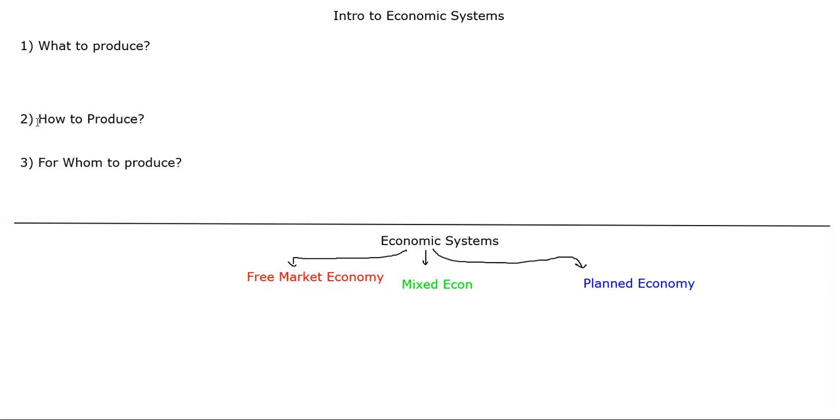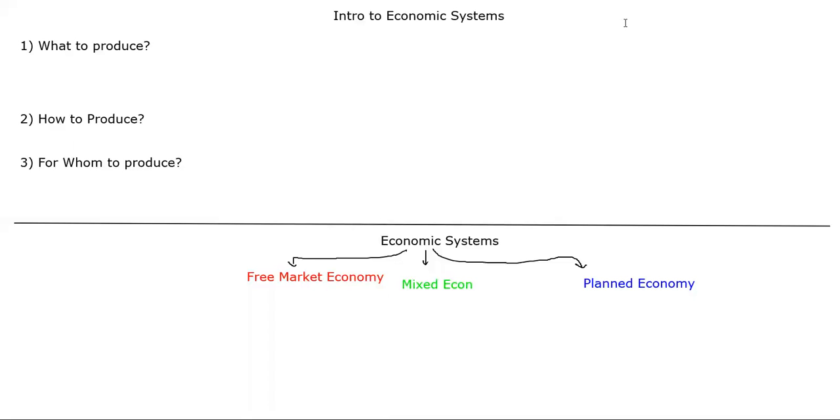How do you divide that amongst the populace? Should it go to people who can pay, or should it be a more equitable distribution, stuff like that? So those would be the three questions which would help us distinguish between the various economic systems.